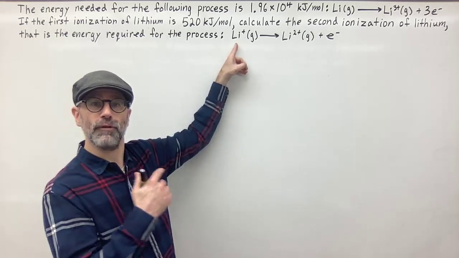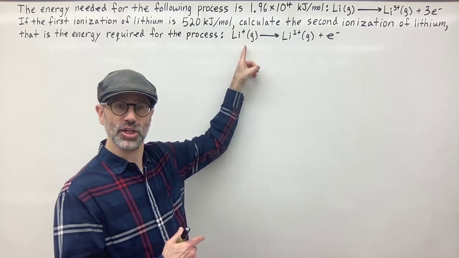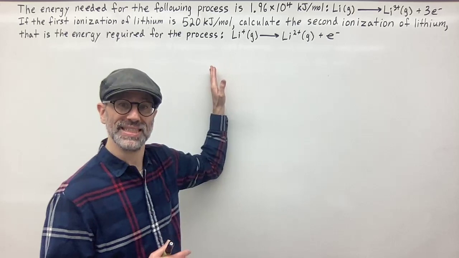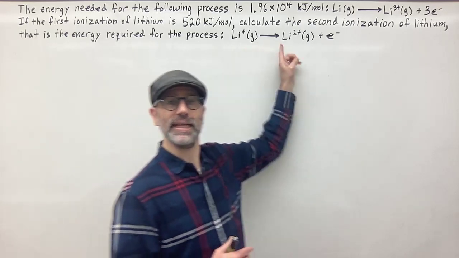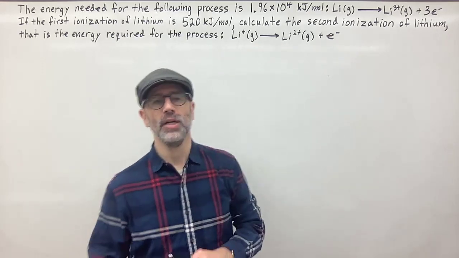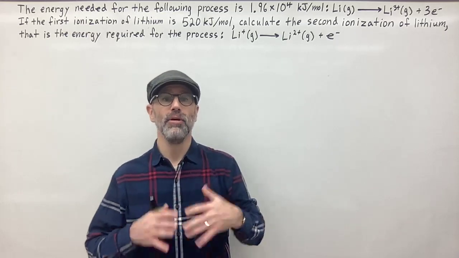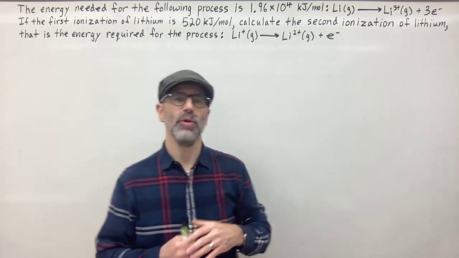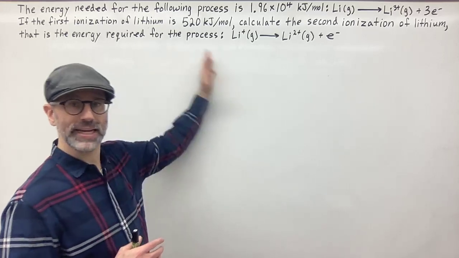So you remove the first electron from lithium, you end up with a lithium plus charge on the atom. And then when you remove the second electron, you're going to remove it from Li plus to get Li2 plus, and then you got the electron. So that's the setup. And so we're asked, what is the second ionization? Okay, so we got to kind of put this together. So let's kind of recap what we're given.